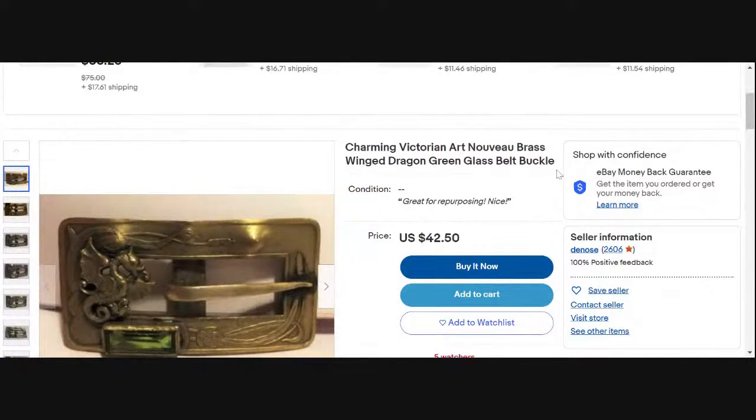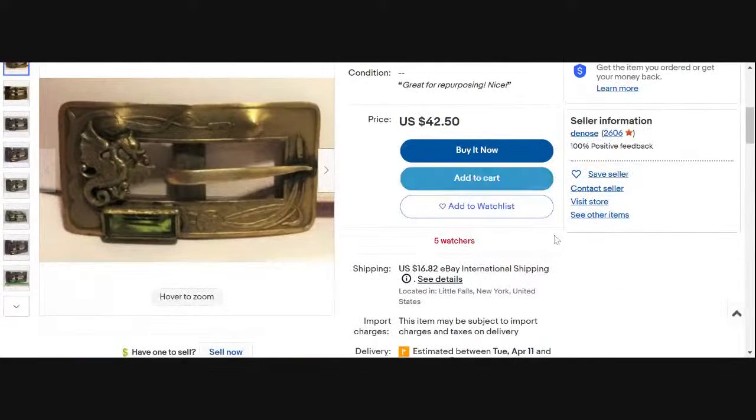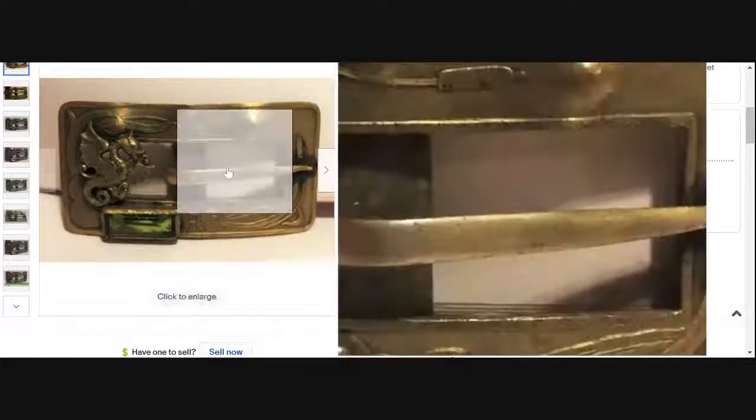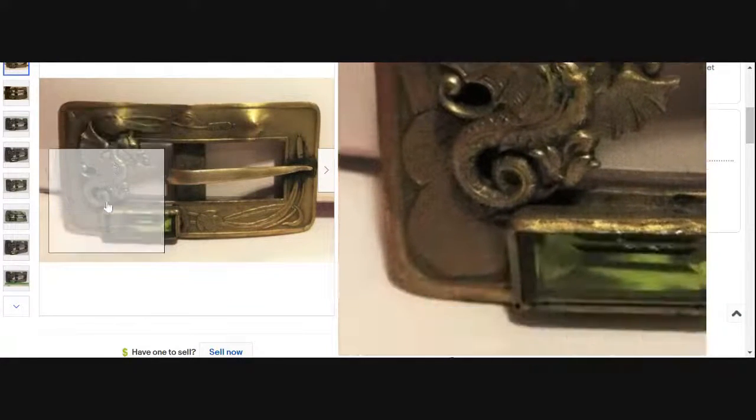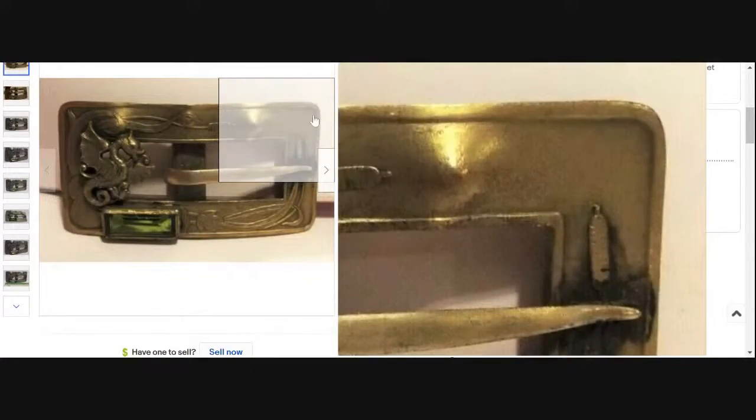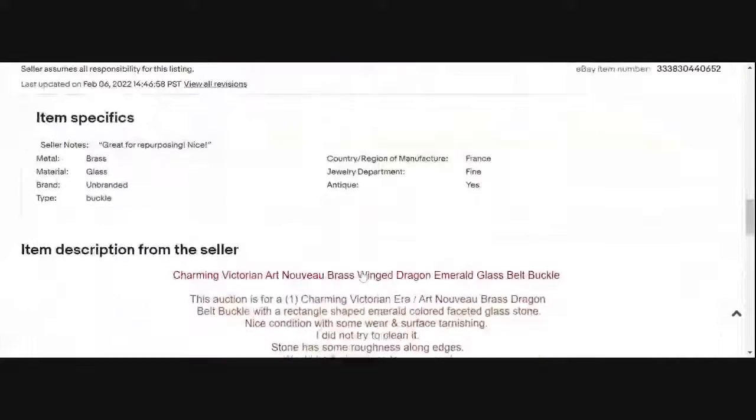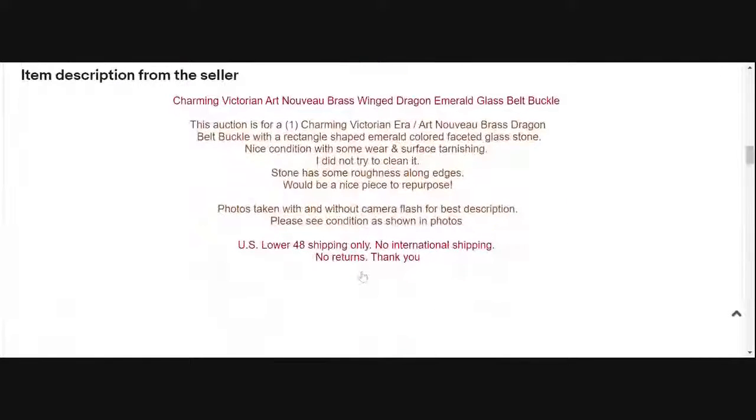The seller is Denos, D-E-N-O-S-E, and it looks like they have it as a buy it now for $42.50. Could be an interesting piece. I do like the details in it. Let's scroll down a little and see what they say. They did not try to clean it. Stone has some roughness, would be a nice piece to repurpose. And only ships to the US, no returns, no international shipping. All right, so there's that one. We are going to keep looking.